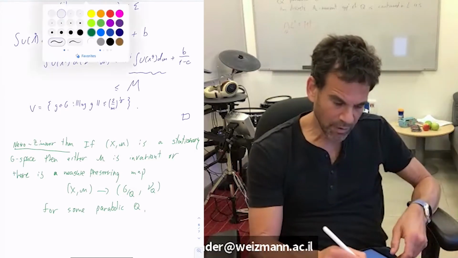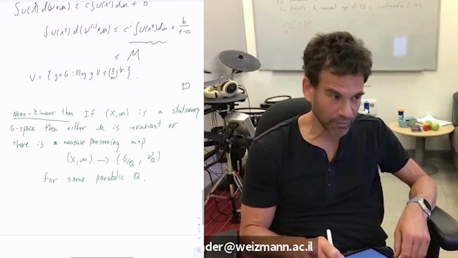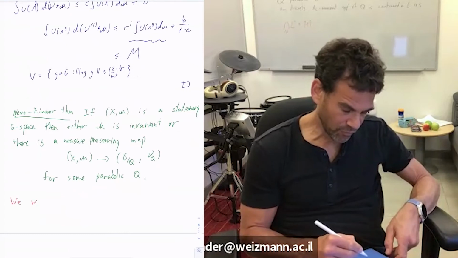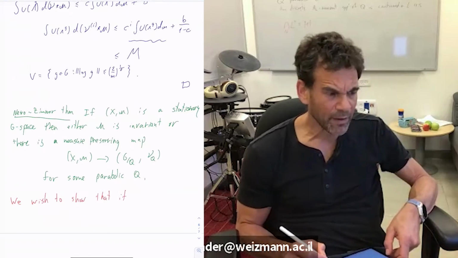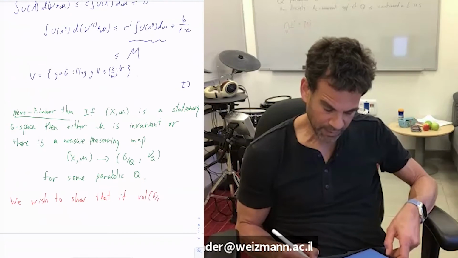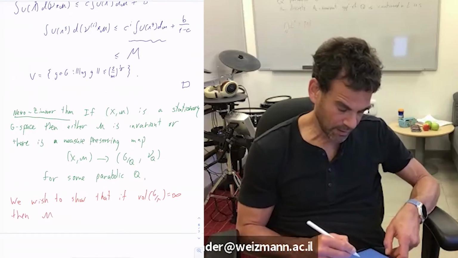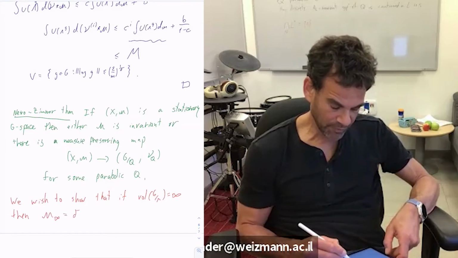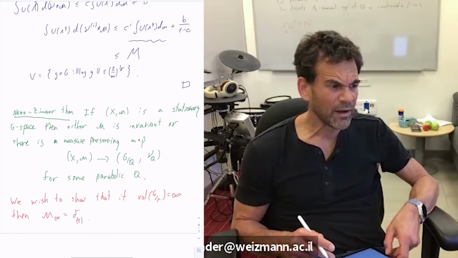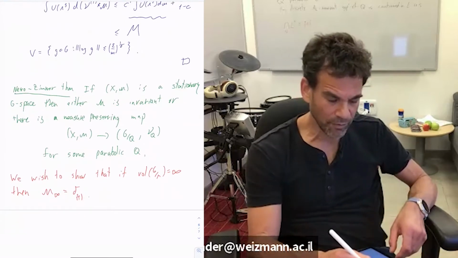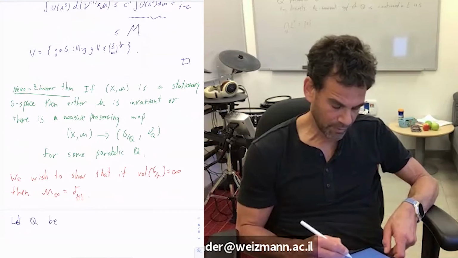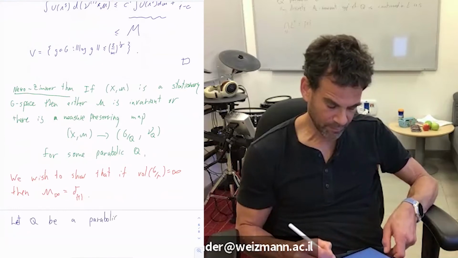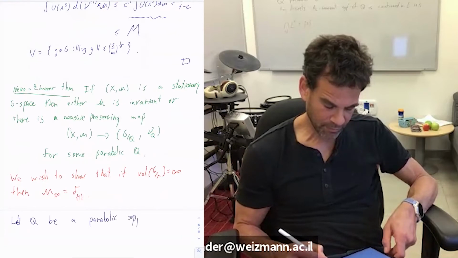So now I can complete the proof of our theorem. So we wish to show that if the volume of G mod lambda is infinity, then the stationary limit of this random walk is the Dirac measure on the identity. So, okay, let Q be a parabolic subgroup.